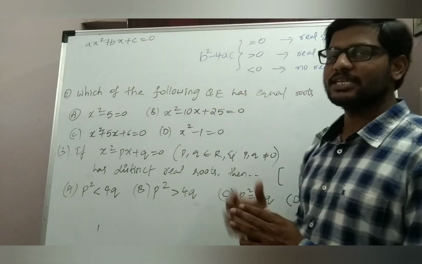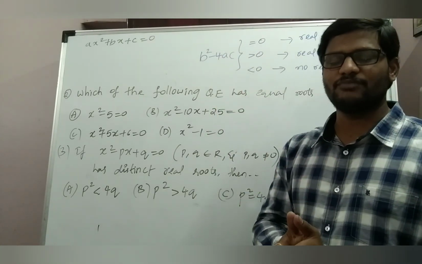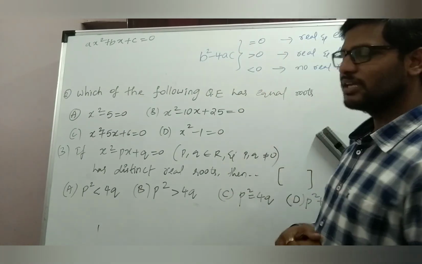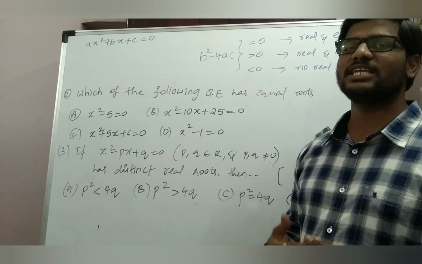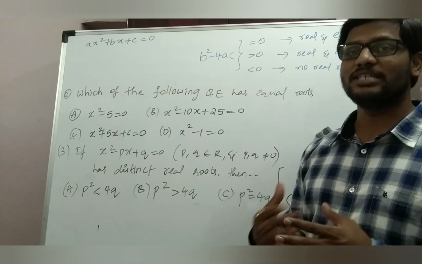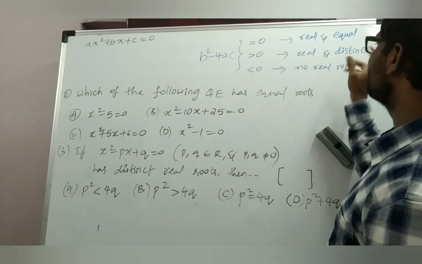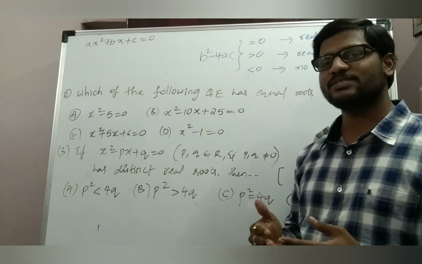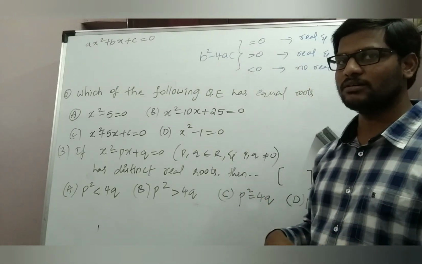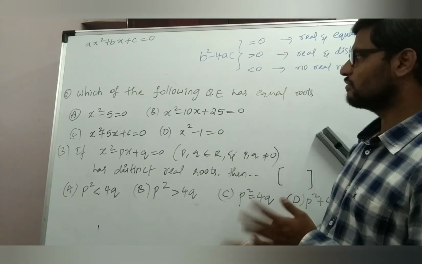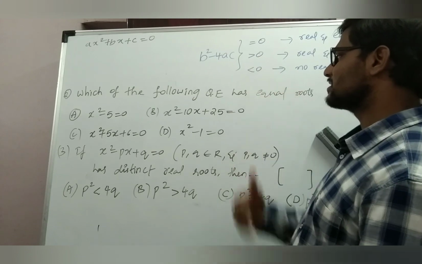Now see the conditions. If b square minus 4ac value is 0, then the quadratic equation will have equal roots. If b square minus 4ac is more than 0, that means a positive value, then the quadratic equation will have distinct roots. If b square minus 4ac is negative, less than 0, then the quadratic equation will have no real roots.